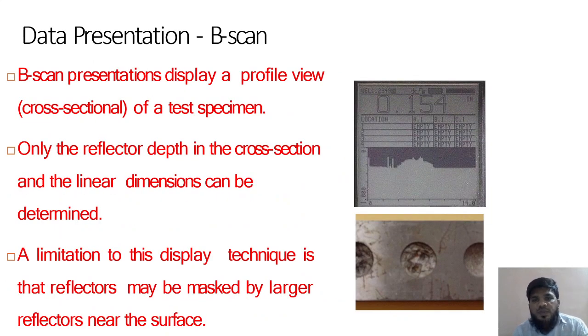Okay, so the next is B type scan. In this B type scan, we don't have the whole variation with respect to that of the origin.